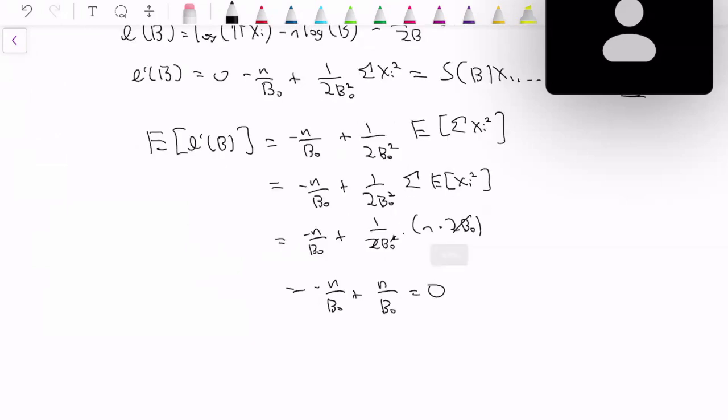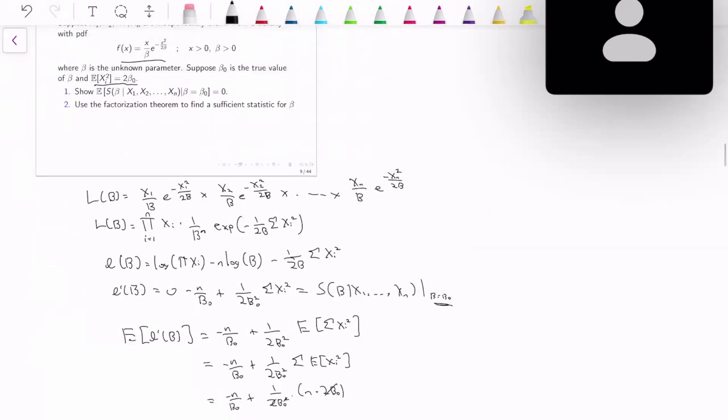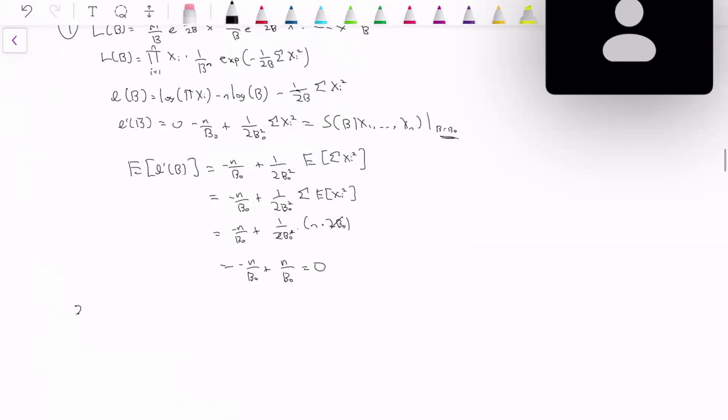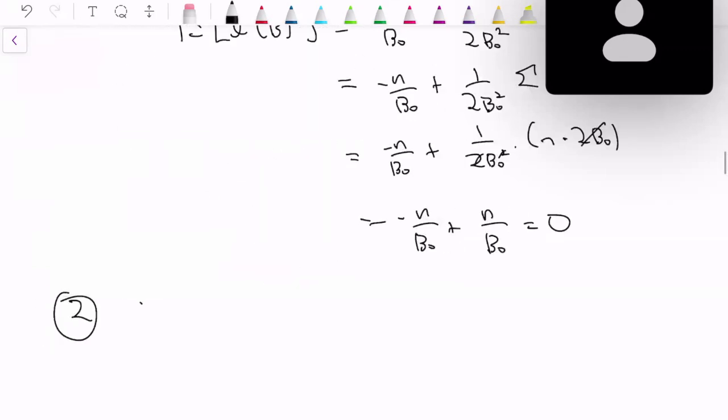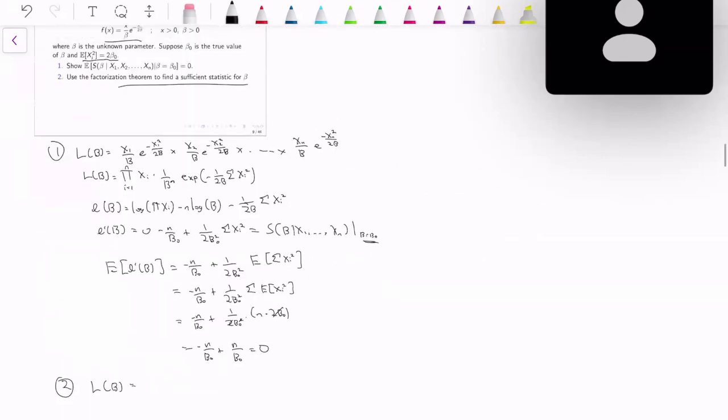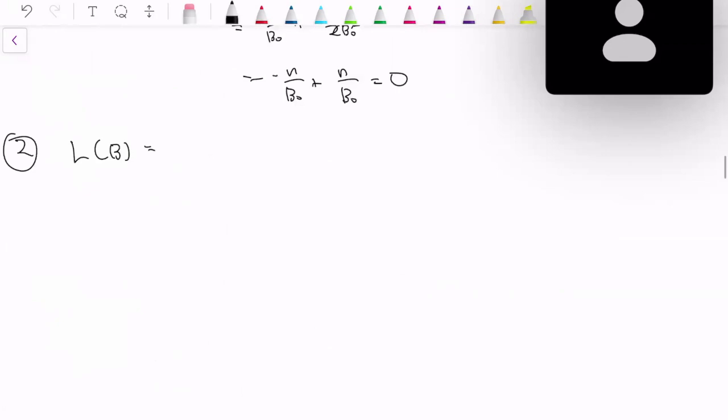So that's part 1, showing the expectation of the score is 0. Now the factorization theorem, hopefully when I do this, it'll make more sense. For any question asked using the factorization theorem, you just get the likelihood and then figure out which terms are only a function of the observation. The likelihood, we did it earlier, it's right here.